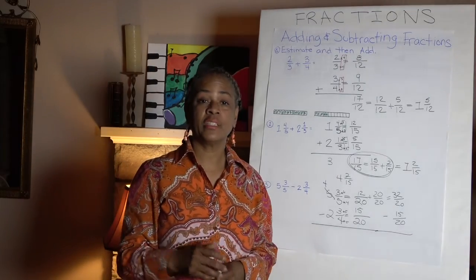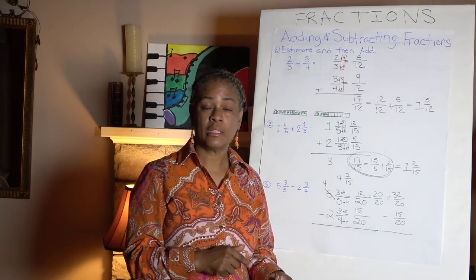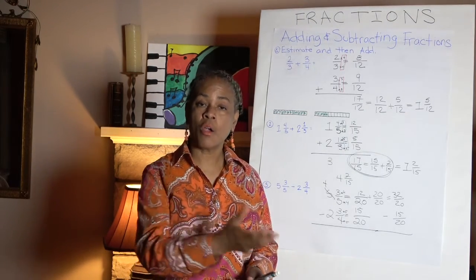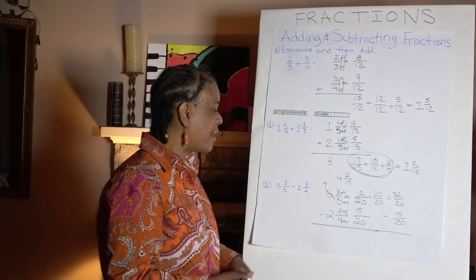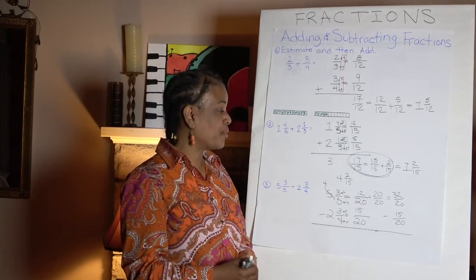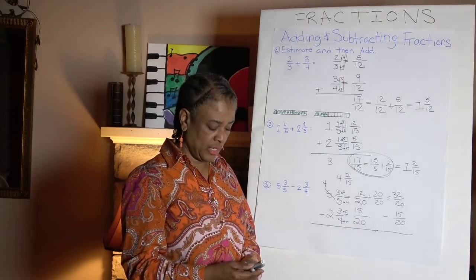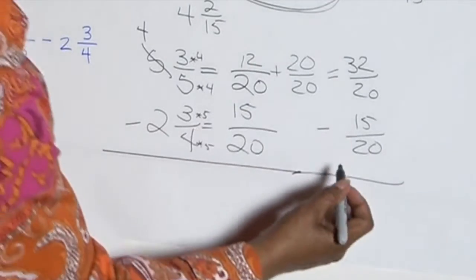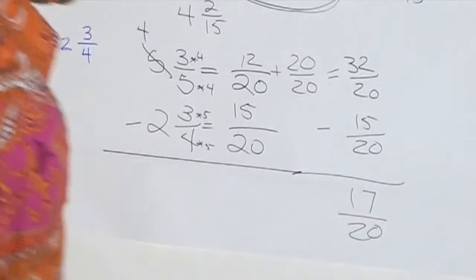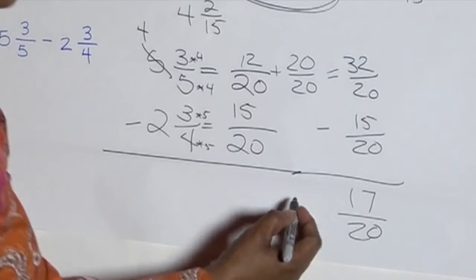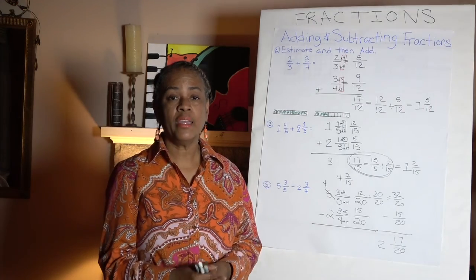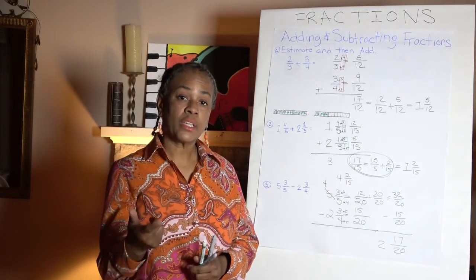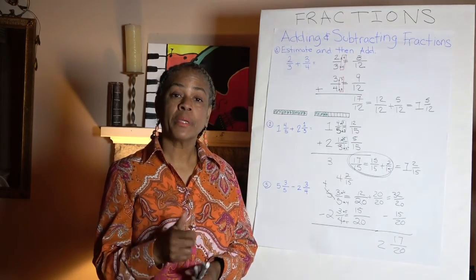Looks like a lot of work. It's a lot of thinking, but it makes sense, right? Not just a procedure, but borrowing from the 1 whole, and 1 whole is the same as 20 20ths. Add that to the 12 20ths you already have, and you have 32 20ths. Now I can take away the 15. And I end up with 32 minus 15 is 17 20ths plus 4 minus 2. 4 minus 2 is 2. So I end up with 2 and 17 20ths. Okay? So that ends the first part of this. Next week, you'll be looking at multiplication and division.